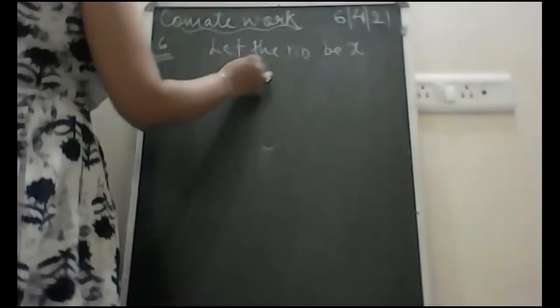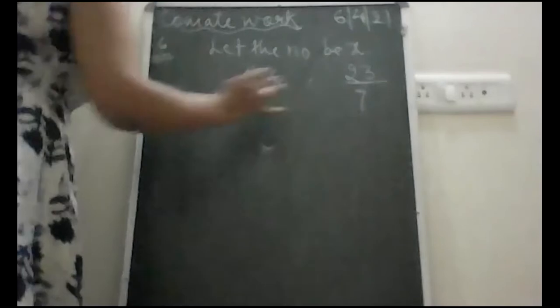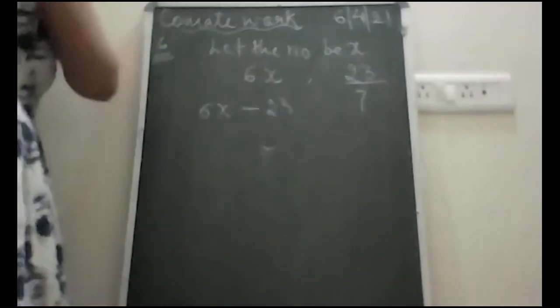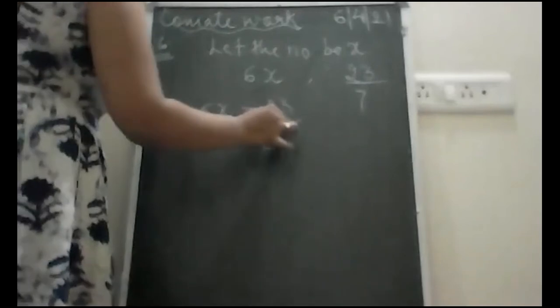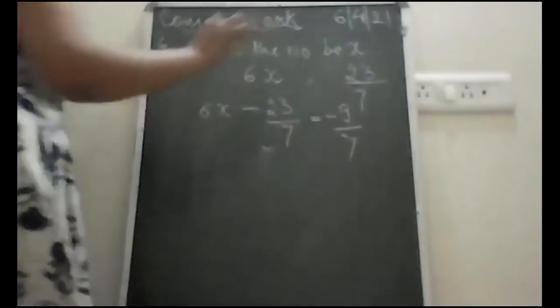Now it is telling 6 times a number and 23 by 7. So 6 times a number means it will become 6 into x. Because it is telling 6x, 6 times a number, and 23 by 7, it means another number is 23 by 7. Now it is telling these two numbers have the difference minus 9 by 7. So we will have 6x minus 23 by 7 is equal to minus 9 by 7.